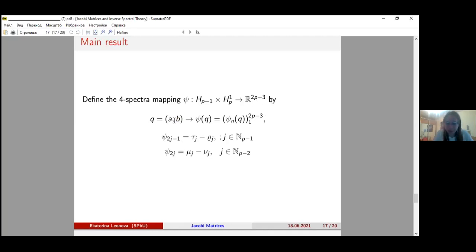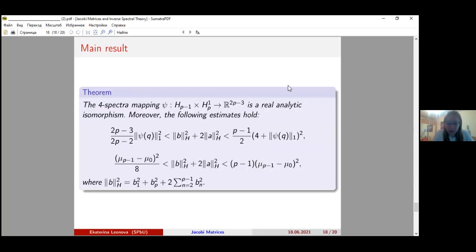And we will have a mapping. So from Q, the potential, which is basically A and B, we'll move to the differences between these eigenvalues and these eigenvalues. And this is basically a gap length mapping that I was talking about earlier, but used in a finite case. So what do we have here? The result of what we've been doing is this theorem. The four-spectrum mapping is actually a real analytic isomorphism.